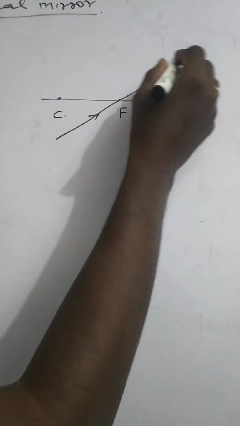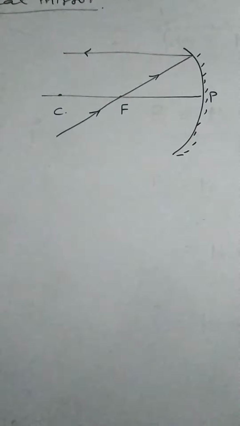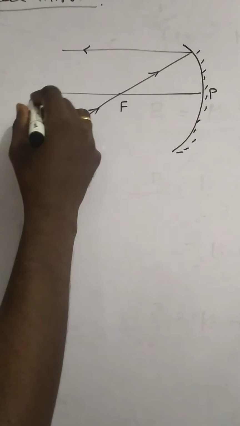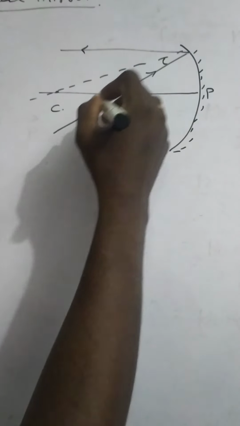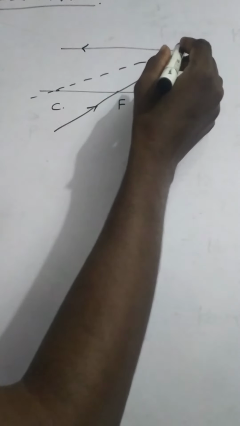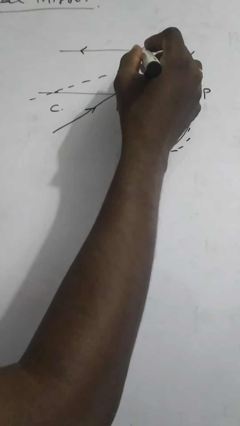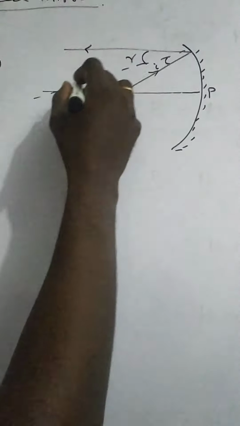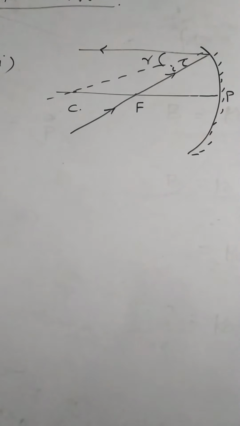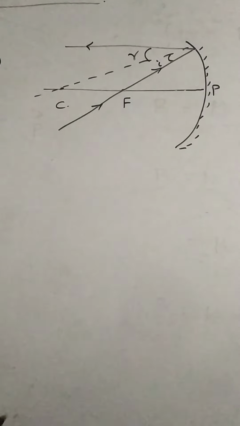A ray passing towards the focus, after the reflection, passes through the focus. Then draw the normal line towards the center of curvature. The angle between the incident ray and the normal line is i. The angle between the reflected ray and the normal line is r. The ray passing through the center of curvature acts as a normal line.